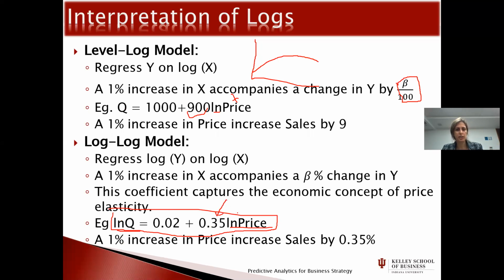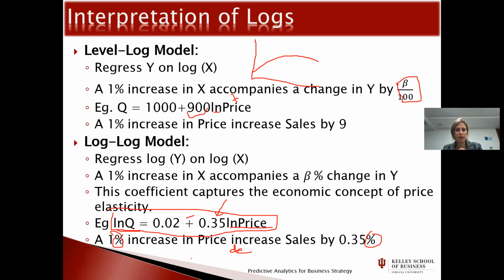What is the interpretation of 0.35? If I increase my price by 1%, my quantity is going to increase. There should be a negative sign. My quantity is going to decrease, law of the demand. My quantity is going to decrease by 0.35%. So we have a percent against percent.